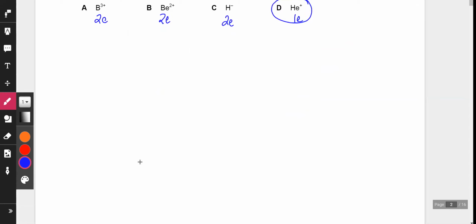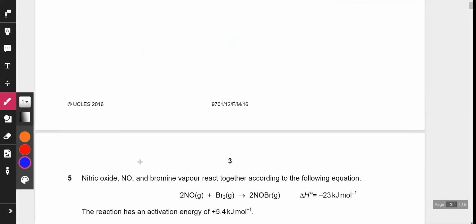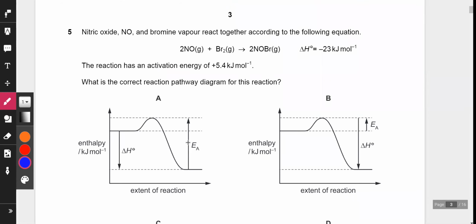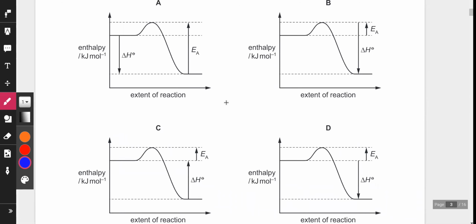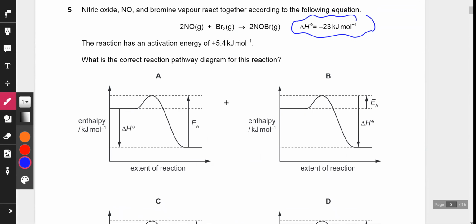The next question is about the activation energy they've shown. It's an exothermic reaction, which means all of them are exothermic. So the enthalpy change is from the reactants to the product. So that is delta H. So this one is incorrect.